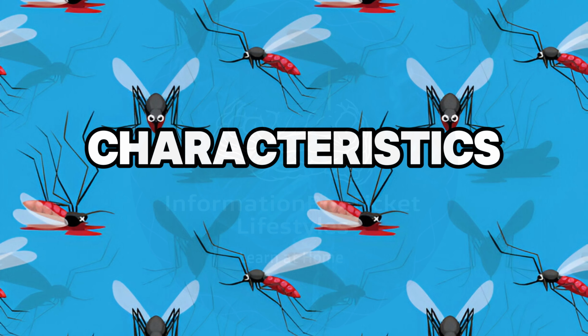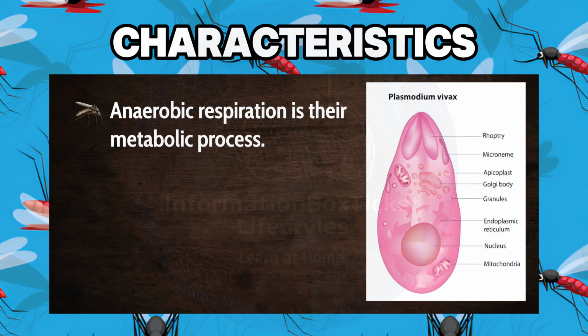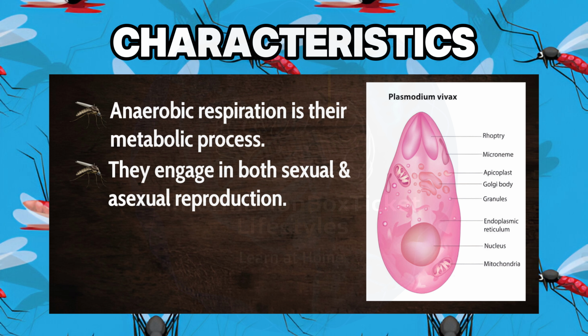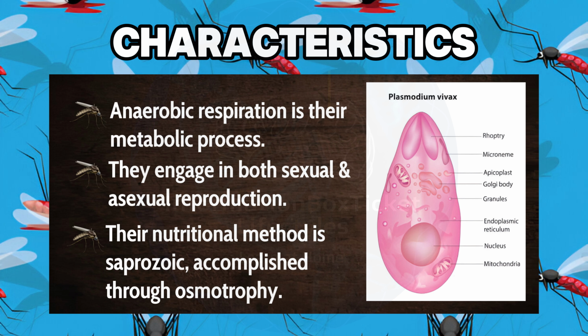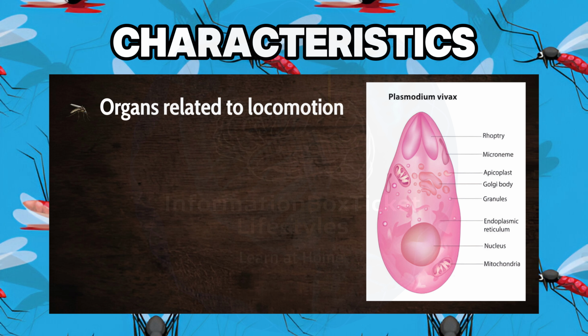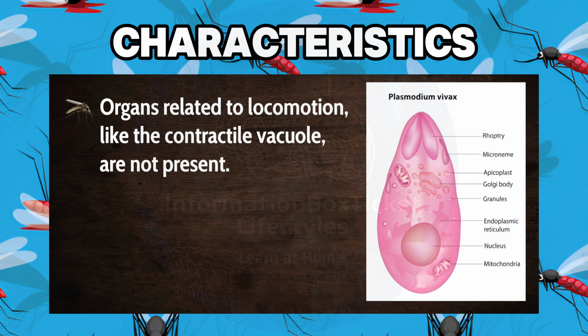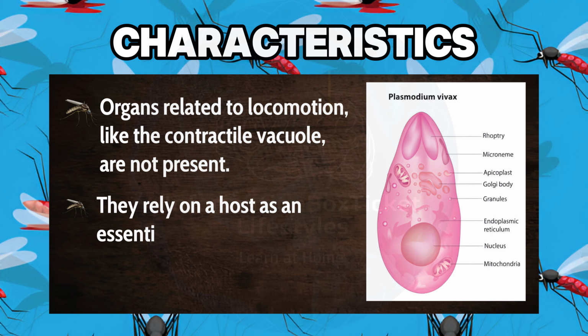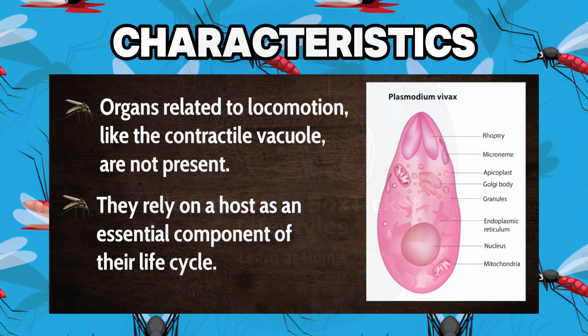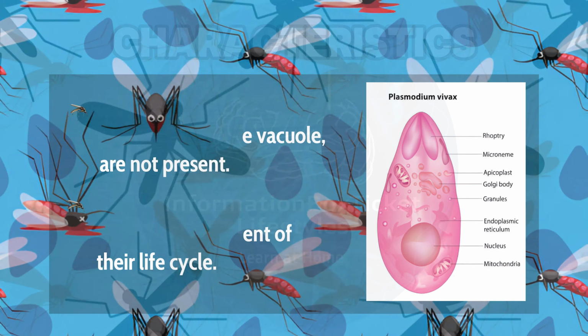Plasmodium vivax characteristics. Anaerobic respiration is their metabolic process. They engage in both sexual and asexual reproduction. Their nutritional method is saprozoic, accomplished through osmotrophy. Organs related to locomotion, like the contractile vacuole, are not present. They rely on a host as an essential component of their life cycle.